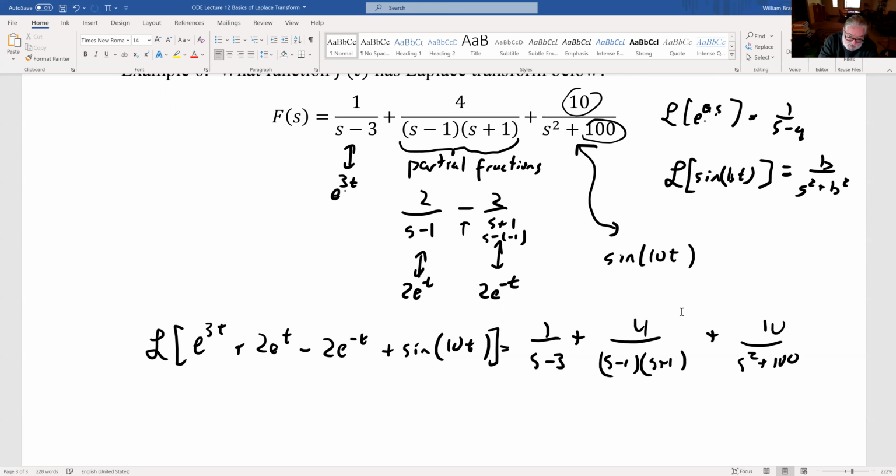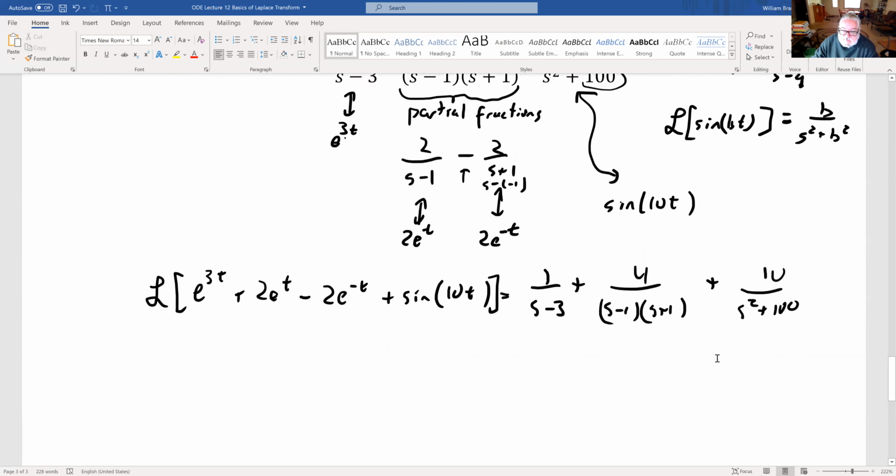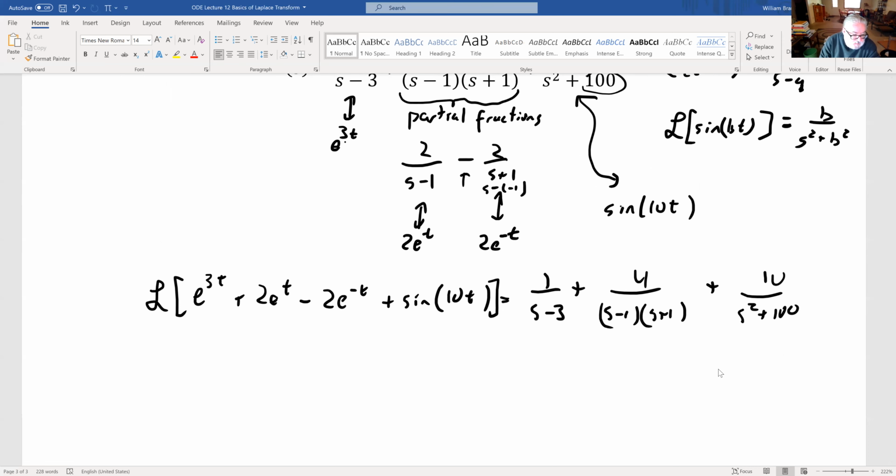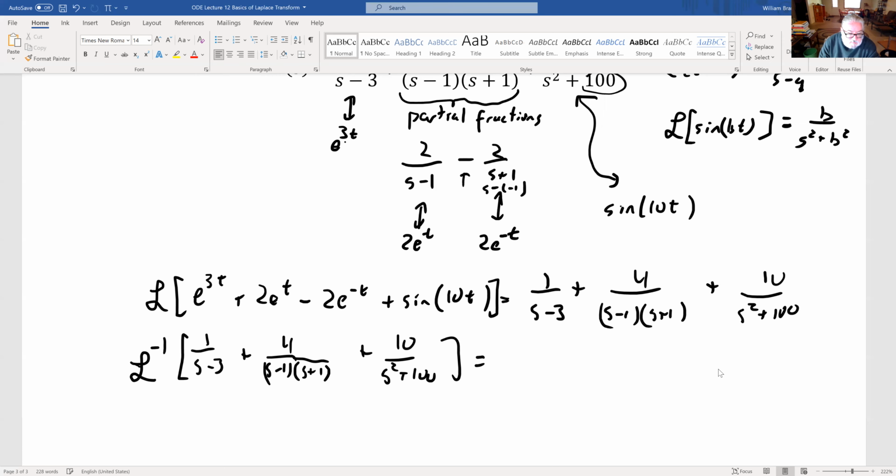So if we know what the Laplace transform is, we can figure out what original function it is. And so this is an example of an inverse. And so the inverse notation we have is Laplace transform inverse of 1 over s minus 3 plus 4 over s minus 1, s plus 1, plus 10 over s squared plus 100. Inverse Laplace transform of that is e to the 3t plus 2e to the t minus 2e to the minus t plus sine of 10t.